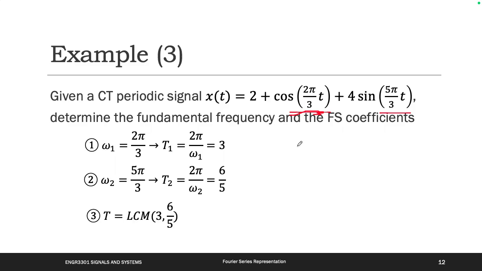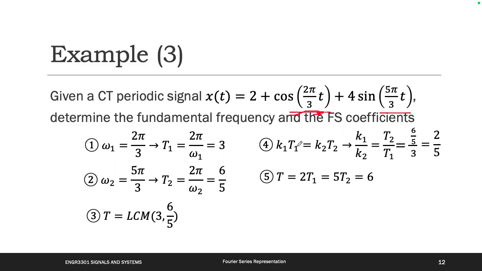And then you just calculate the least common multiple. It's a similar thing we have already learned in chapter 1. So T equals 6, and 2 pi over 6 is pi over 3, right? That makes sense to you?